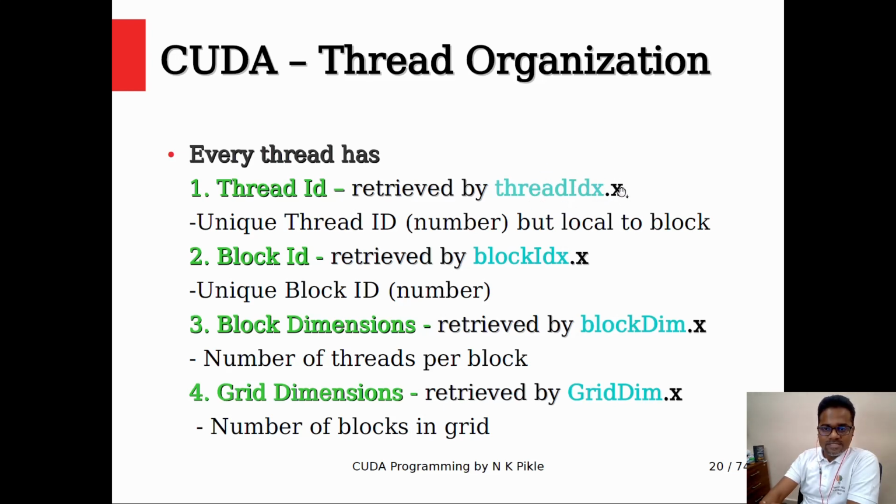Now you can see another important thing I am mentioning here, .x, and that indicates the x dimension. So in CUDA programming, we can arrange threads in 1D, 2D and 3D form. That means I can have thread ID in x direction, y direction and z direction. But to keep it simple as of now, we'll say the threads can be organized only in x dimension, right? So this threadIdx.x is going to return the ID, but that is going to be local to the block.